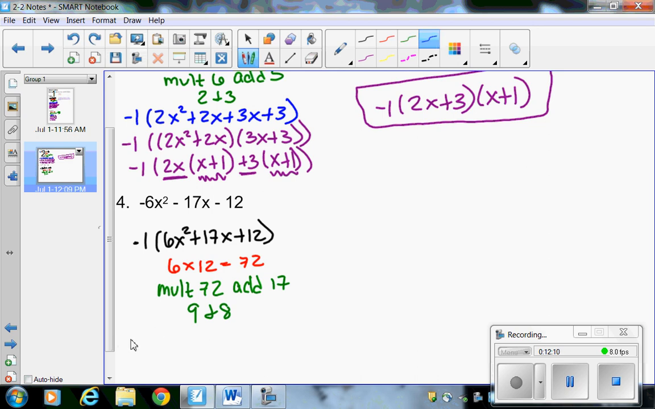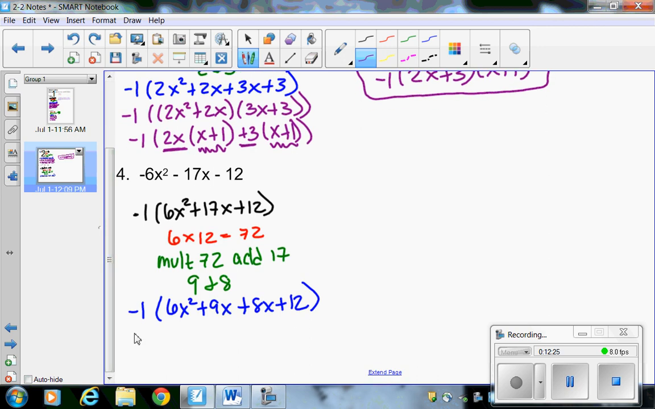So then I'm going to rewrite it. I have negative 1, 6x squared plus 9x plus 8x plus 12. Then I'm going to group the first two, so the 6x squared and the 9x, and the last two.